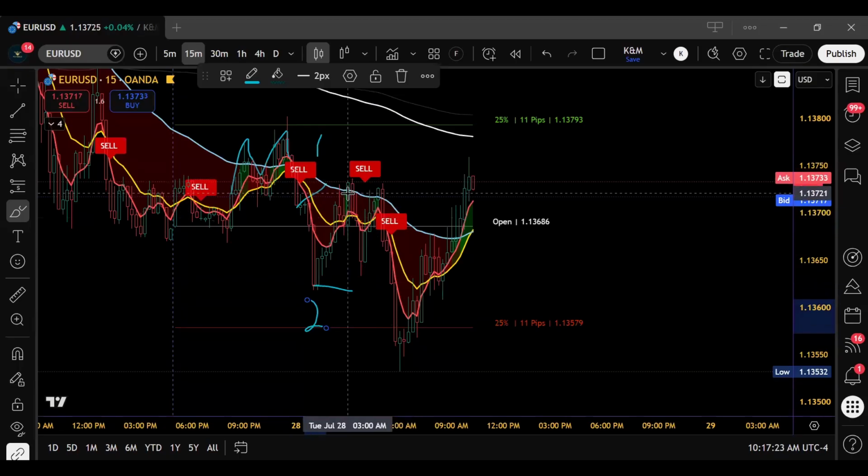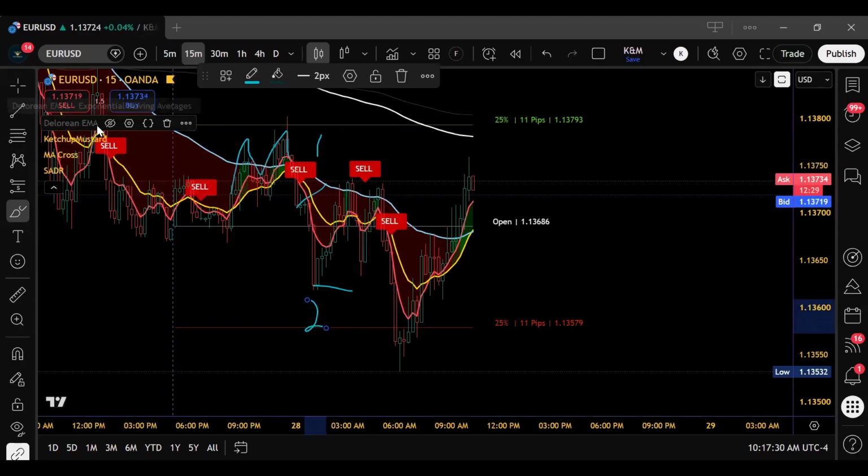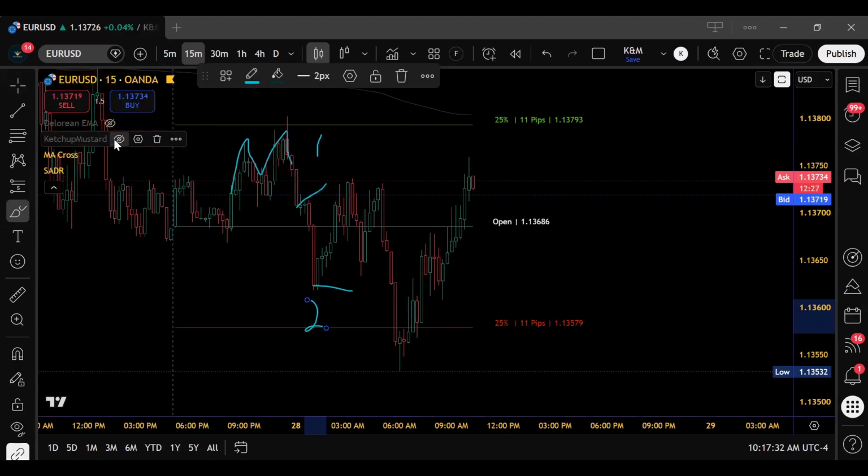After that level, are the words "sell" able to be removed? Yeah. Thank you. Okay.